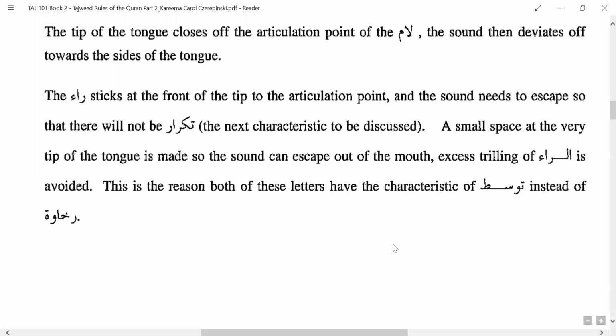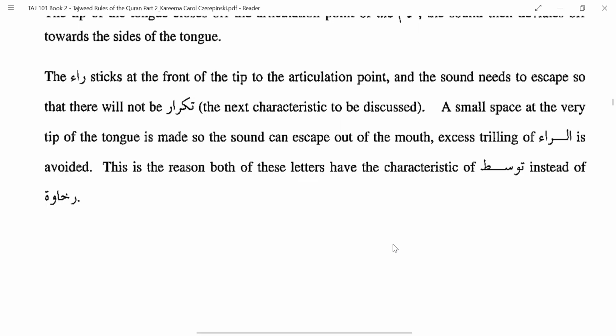This is the reason both of these letters have the characteristic of tawassut instead of rakhawah. Rakhawah is when the sound keeps on flowing, whereas these have half flowing and half stopping. Because of this it is stopping, because all the other letters, if you see, except for the shiddah ones, are rakhawah. So the majority of the letters are in rakhawah.